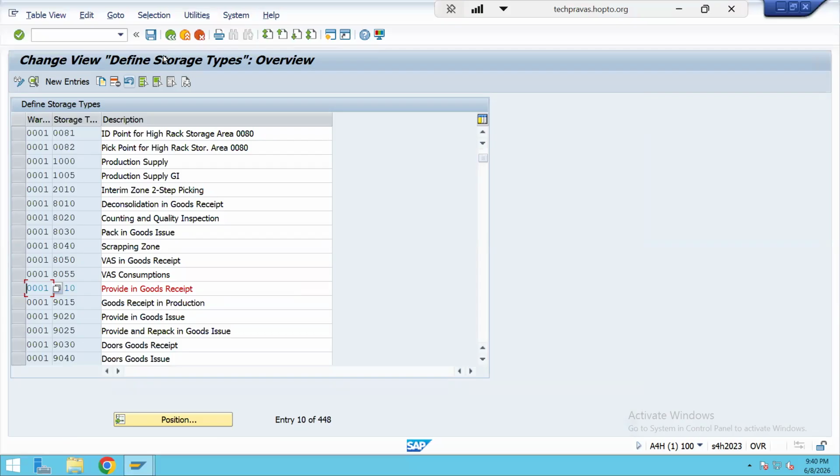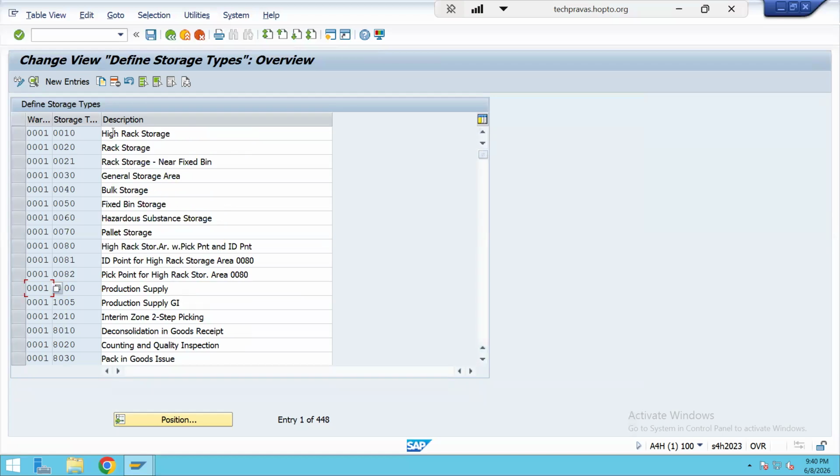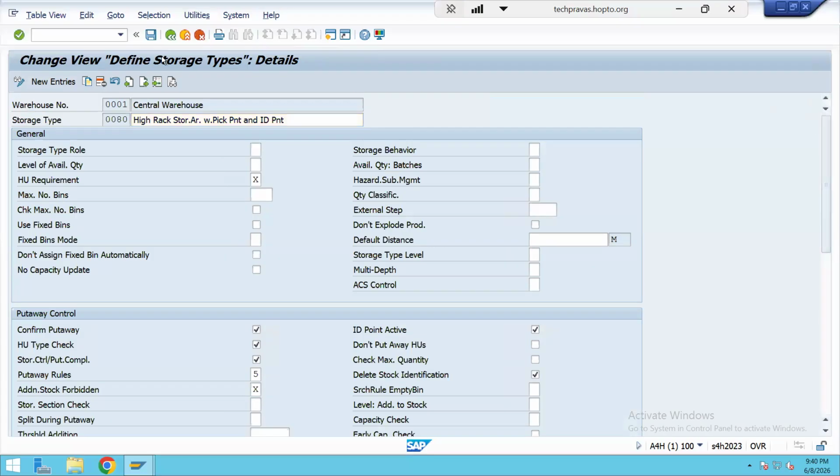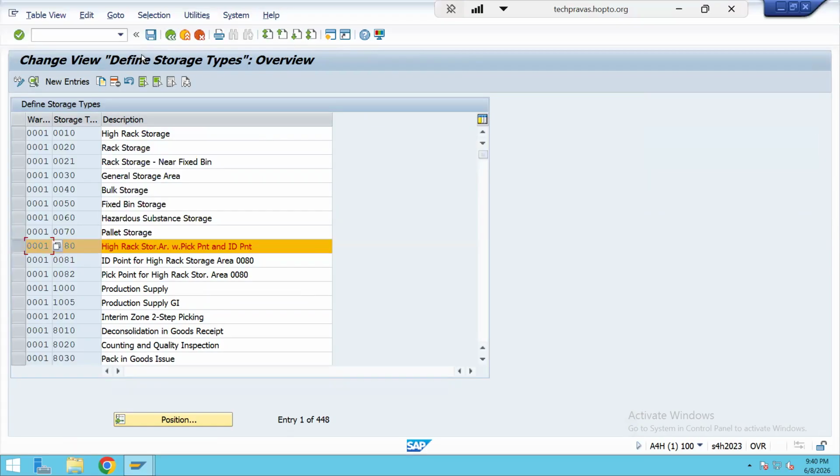So, the materials kept in a storage type or storage section, whatever it may be, will be 002, available for sales. For example, if I go to the high rack, this is 002, this is 002. Rack storage, general storage, bulk storage, fixed bin, hazardous, pallet, all will be 002. The ID point is the intermediate point, which is also 002, like the high rack.